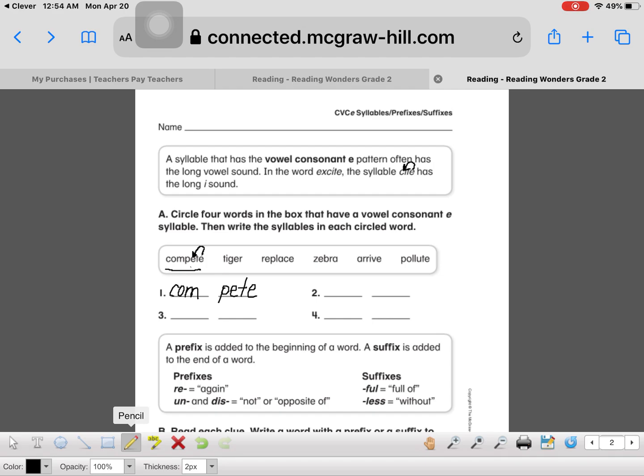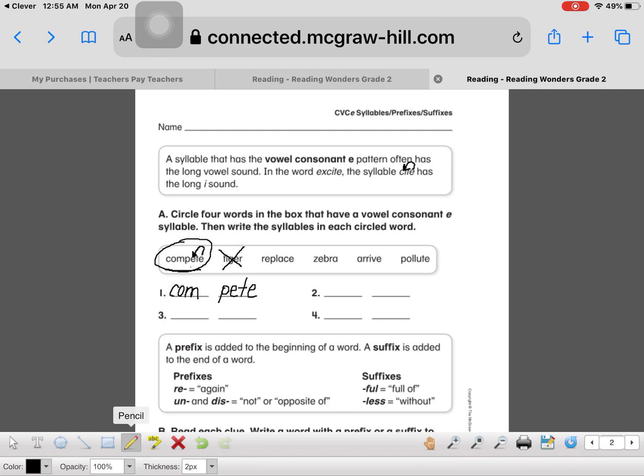All right, so let's look at the next word, tiger. Let's segment that. T-I-G-er. Okay, do you hear a long or short vowel in there? Oh yeah, I hear a long vowel. But you know what? That doesn't follow our CVCe rule. Because look, at the end of tiger is an R. We're looking for the silent E. So tiger does not belong. So let's X him out. Okay, we should have circled that guy, sorry.